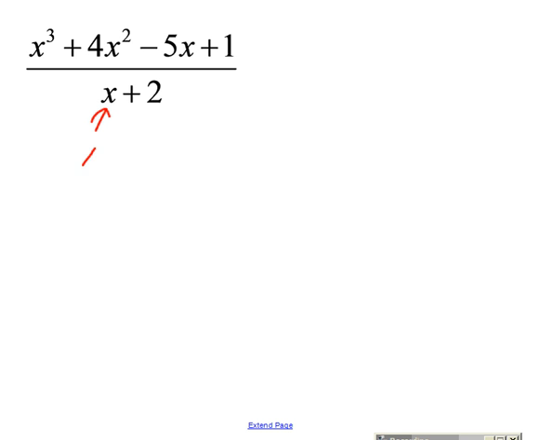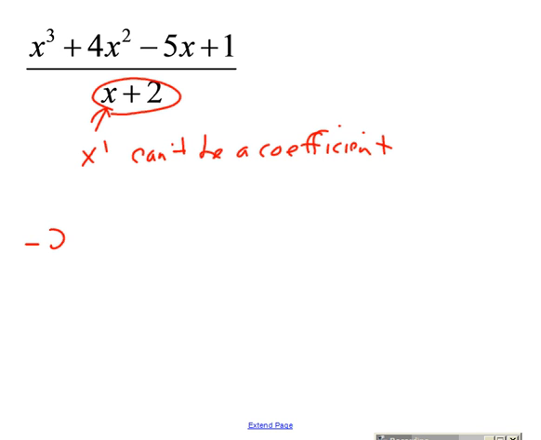Synthetic division works as long as you are dividing by x plus or minus something. So it has to be x to the 1, and there can't be a coefficient that's not 1 in front. And if that is true, you're basically going to divide by whatever makes your bottom 0. So in this case, it's when x is negative 2. So I take my negative 2.